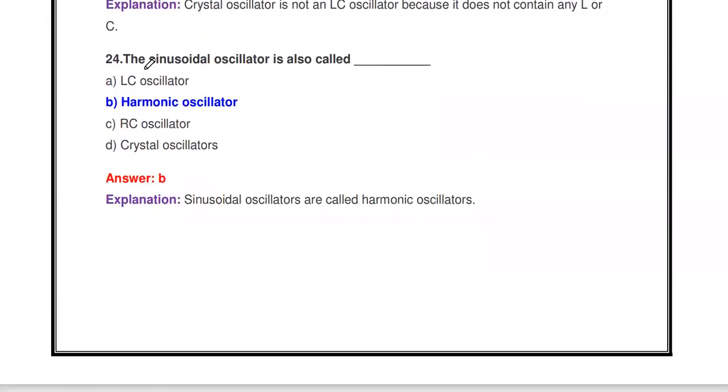Then the next one, the sinusoidal oscillator is also called dash. So the other name of a sinusoidal oscillator is harmonic oscillator. The LC oscillator, RC oscillator, and crystal oscillators are based on the element used in the feedback network. If in the feedback network you are using inductor and capacitor, that is called an LC oscillator. If we are using resistor and capacitor, it is an RC. If we are using a crystal, it's a crystal oscillator. So the other name of sinusoidal oscillator is harmonic oscillators.